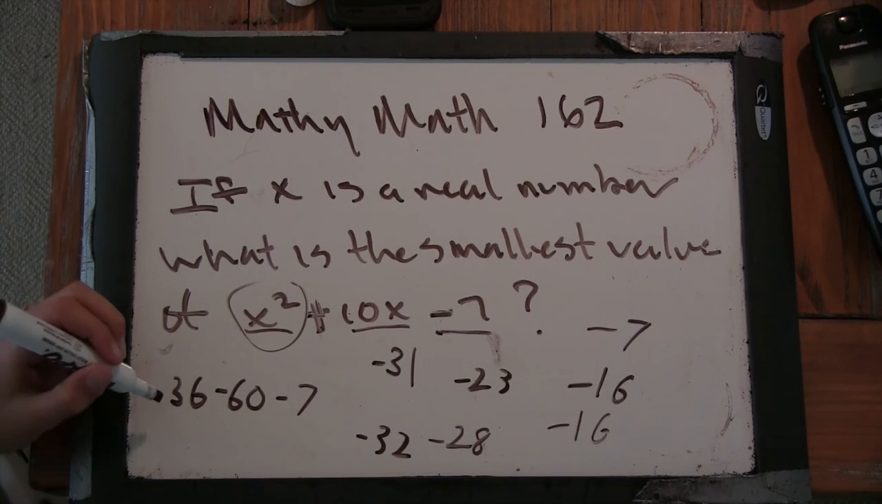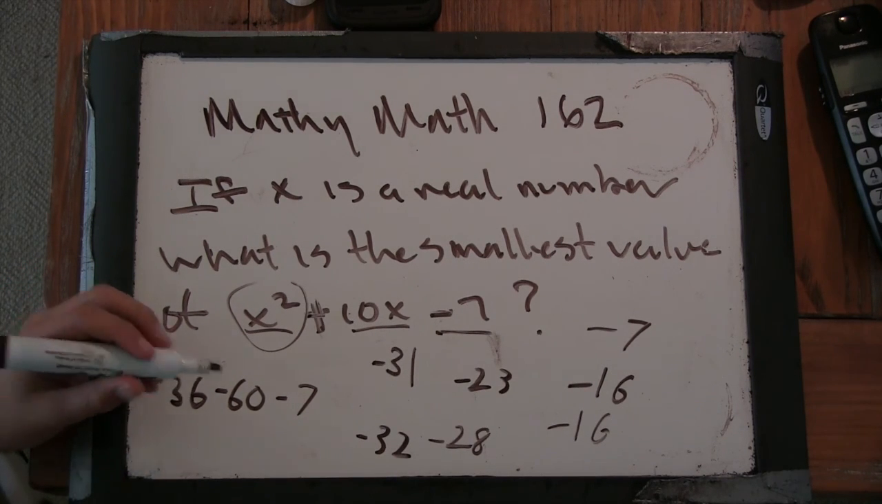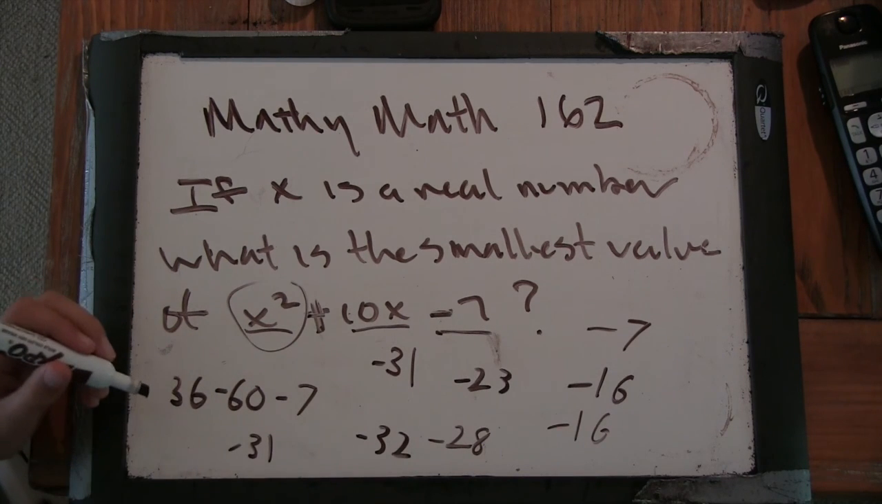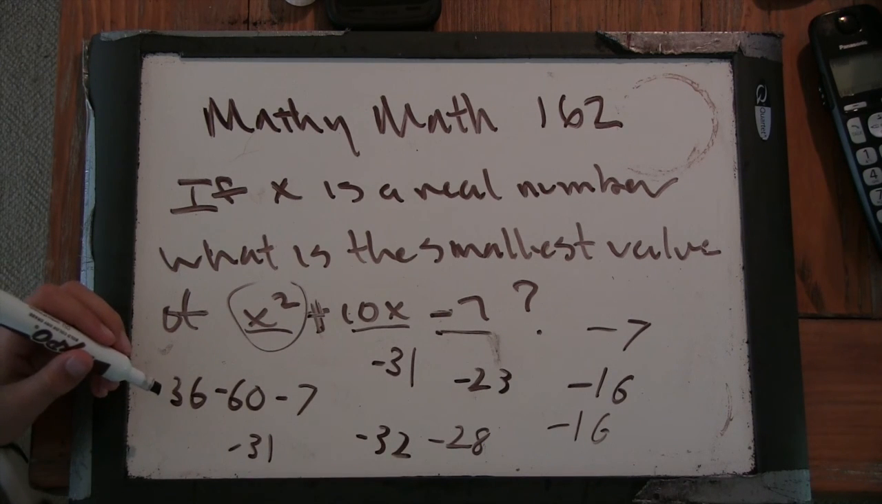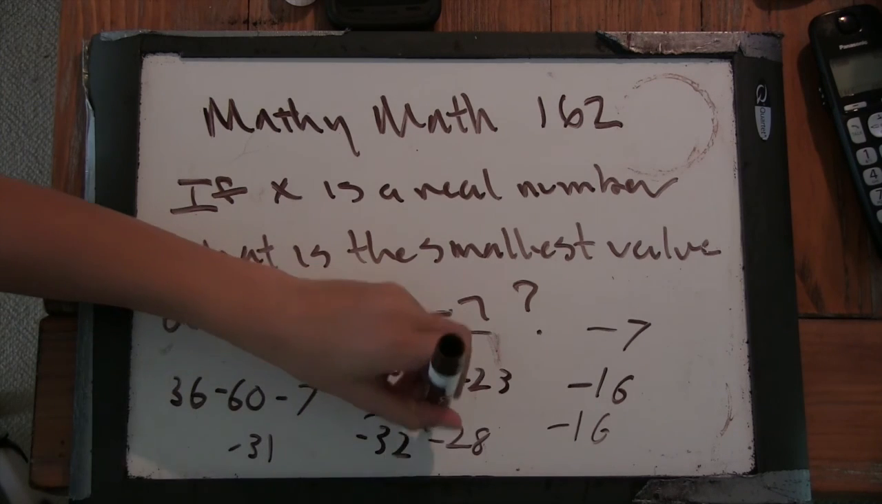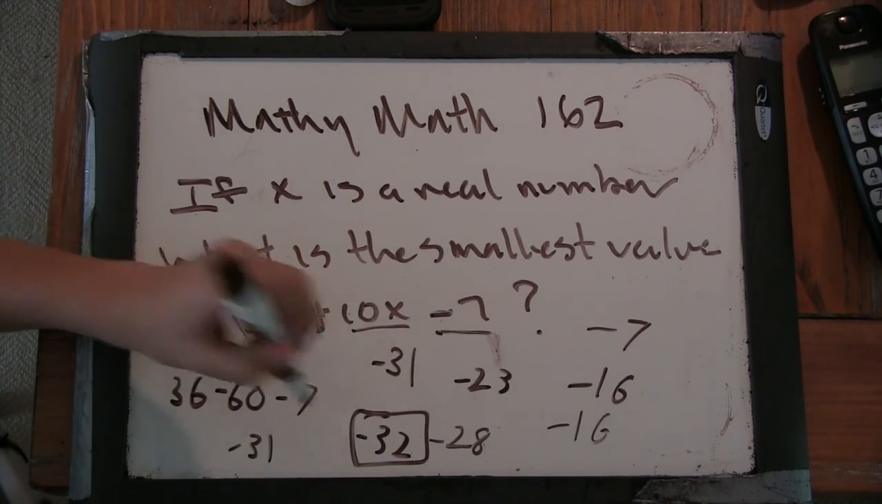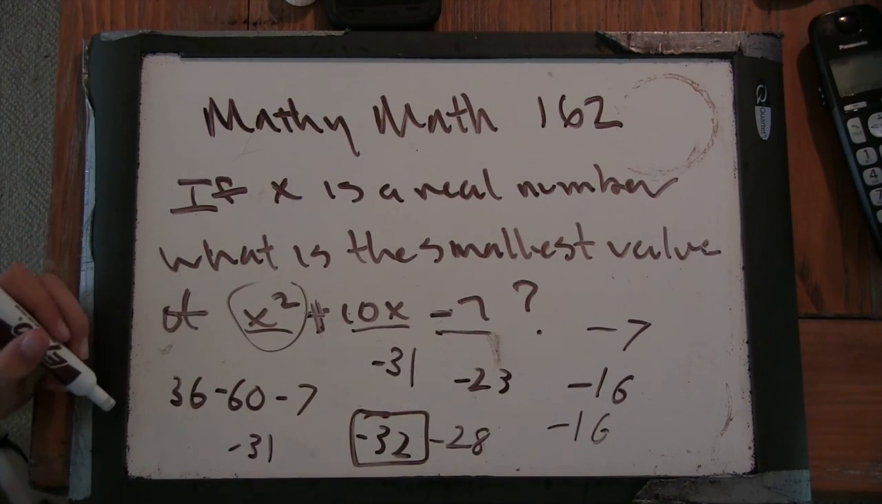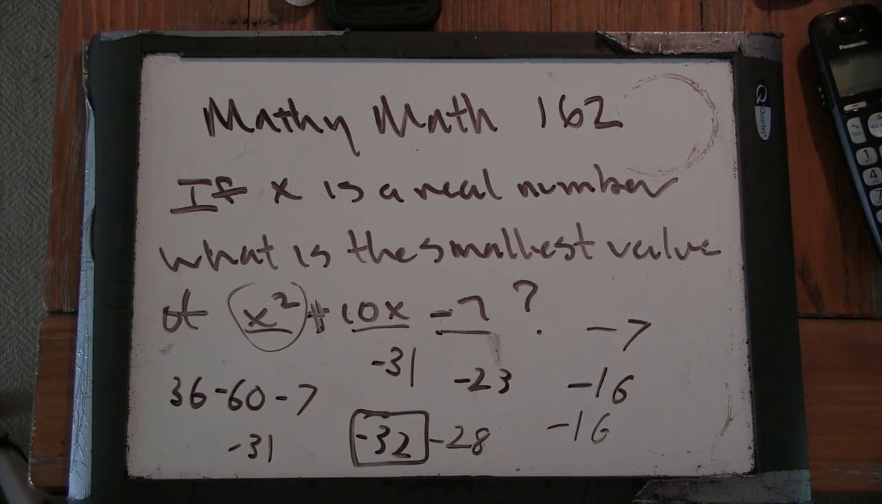Here we have minus 31 again. So it seems like at negative 5 it peaked. Alright. So it seems like minus 32 is the smallest value for this expression. Interesting. Okay. That's good. That was good exploring. Let's take a look and see if we can find a reason why that's true.